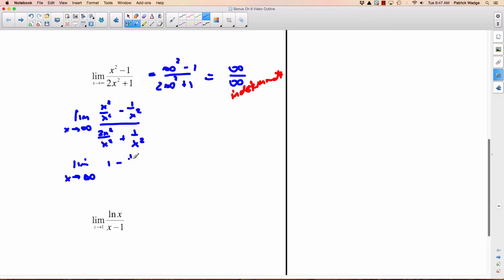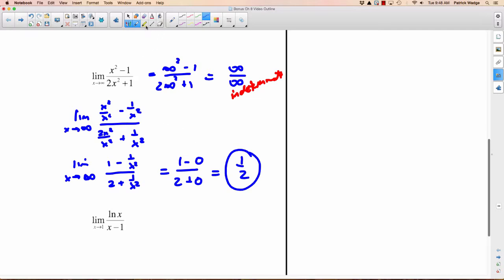1 minus 1 over x squared, can't do anything there. 2x squared over x squared is just 2, plus 1 over x squared. And then what you have to remember is the special limit we learned, that when you divide 1 by infinity or by negative infinity, it approaches 0. So we have 1 minus 0 over 2 plus 0. We end up with 1 over 2.